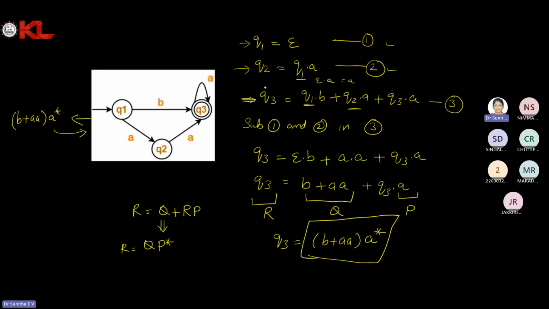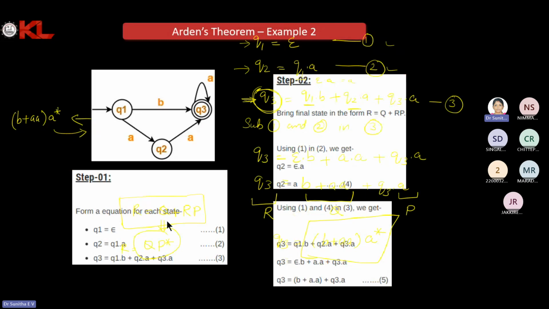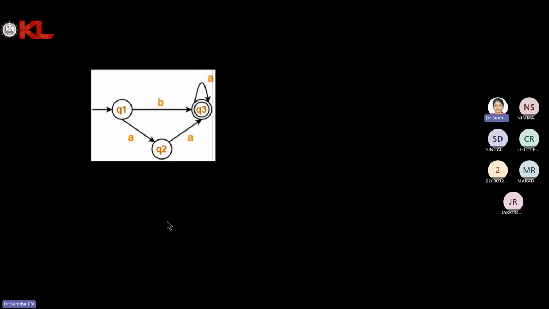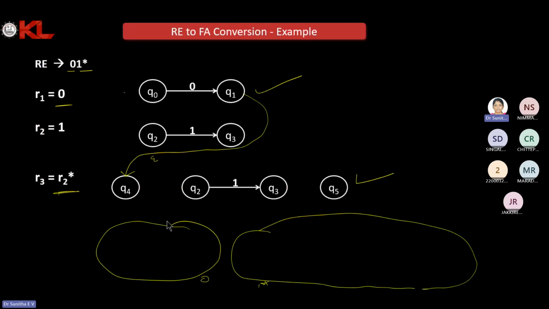And you check which is the final state, and you have to finally get the equation in that final state. Okay, if Q3 is the final state, you have to get the equation Q3 is equal to like that, and you substitute all the other equations in the Q3. Then we get the answer in the format of R is equal to Q plus RP. Okay, and reduce it into QP star format. That is all in Arden's theorem. Okay, so that is all for regular expression.